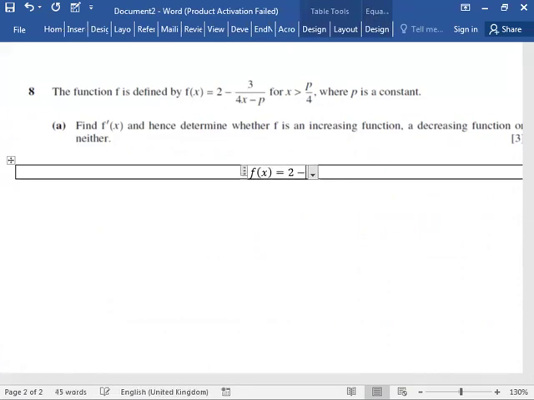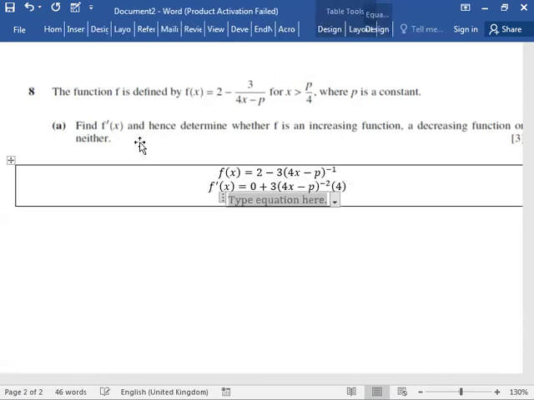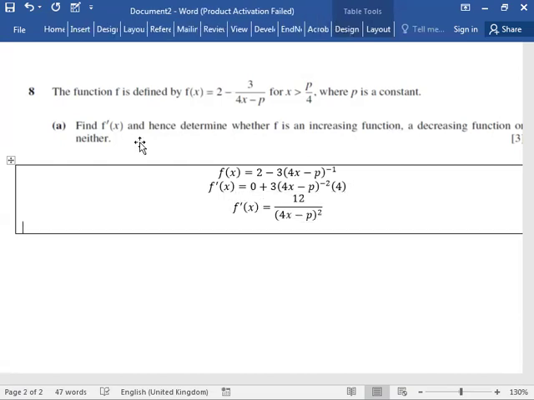First, let's rewrite it as 4x minus p to the power -1. Then the derivative of the constant is 0. Minus 3 multiplied by -1 becomes plus 3, over 4x minus p whole square, multiplied by 4, which gives 12. Now, squares are never negative, so the denominator will always be positive. The denominator is positive and the numerator is 12. The final answer is bound to be positive.